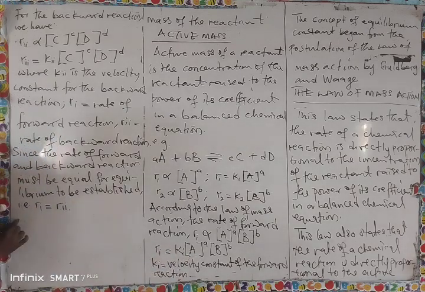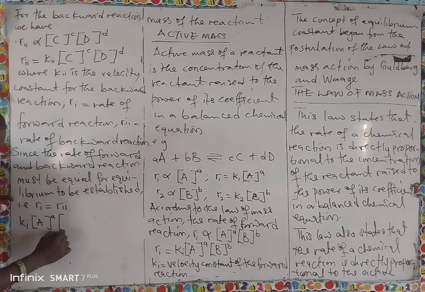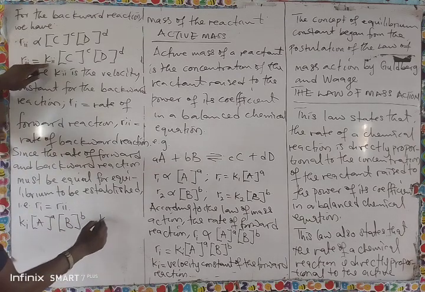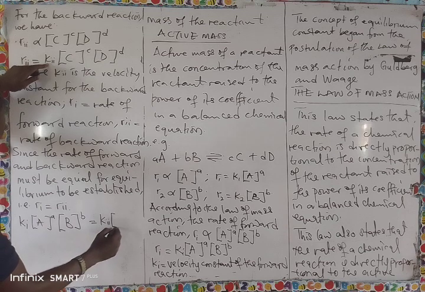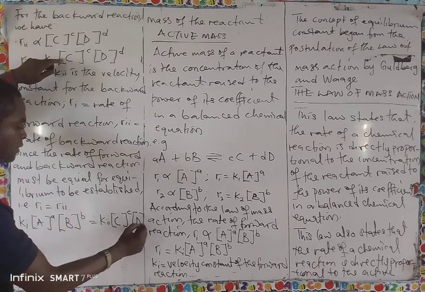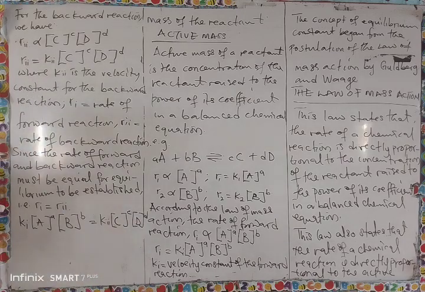We have K1 A raised to the power A, B raised to the power B, is equal to what is R2? R2 is K2 C raised to the power C, then D raised to the power D. Are we together?